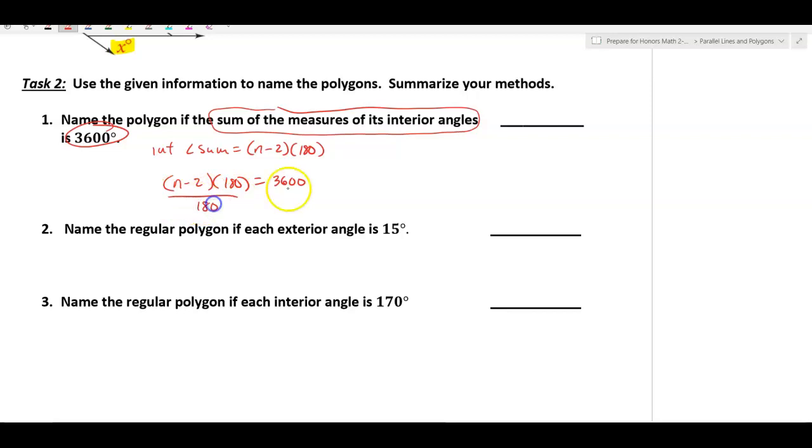Now, here's what I'm going to do next. Solve for n. I'm going to divide by 180, and that leaves me with n minus 2 equals 3,600 divided by 180, which gives me 20. So, n minus 2 equals 20. But now, I have to add 2 to both sides. And n would equal 22. So this would be a 22-gon.